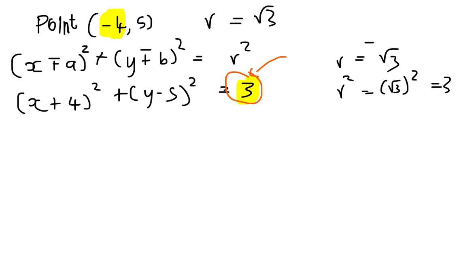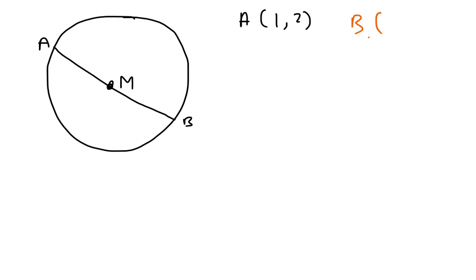So now let's say it was given in this form. Suppose you are given a circle with a line segment joining 2 points, and we've got the center. Let's call it center M. So let's say we've got the points A and B, and let's specify A to be the point 1 and 2, and let's specify coordinate B to be the point 3 and 4. Find the equation of the circle.